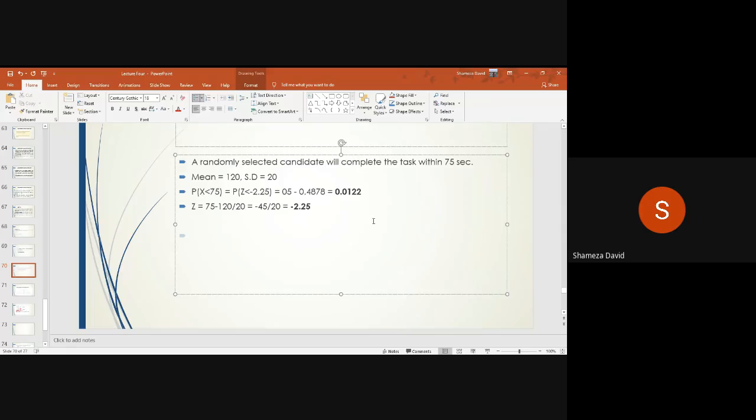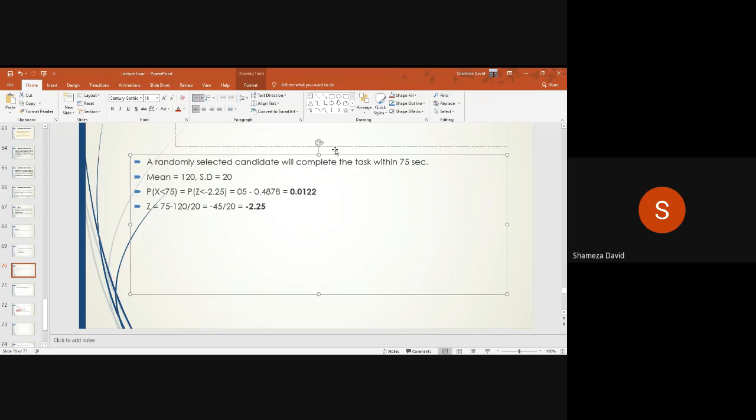Right, so this will be your probability if you're interested in knowing the probability that a randomly selected candidate will complete the task within 75 seconds. Remember, within means less than, and 75 is less than the mean. And so we're on the left side of the curve.